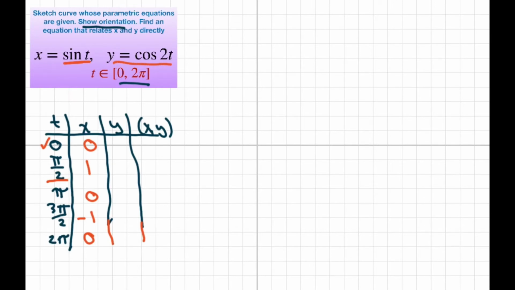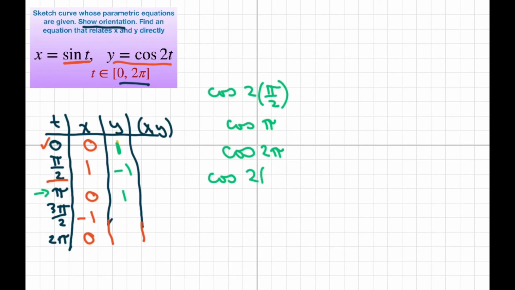Now let's do our y part. Cosine of 2 times 0 is cosine of 0, which is 1. Let's put this in green. Cosine of 2 times pi divided by 2 is cosine of pi, which equals negative 1. And then we have cosine of 2 pi, and that equals 1. Then we have cosine of 2 times 3 pi divided by 2. That's going to be cosine of 3 pi, which is negative 1. And then we're back to cosine of 4 pi, which again is 1.